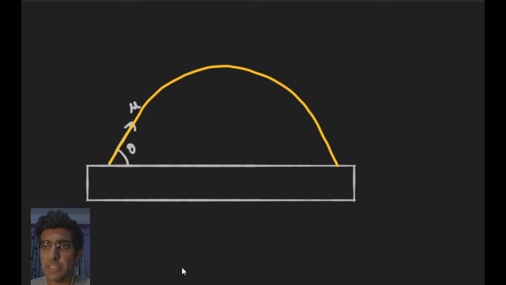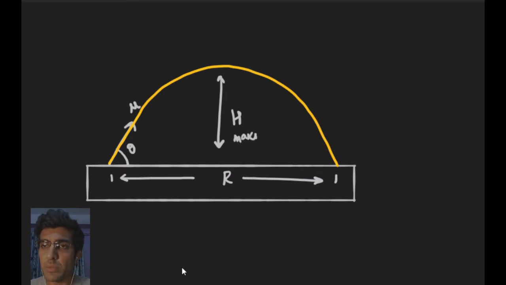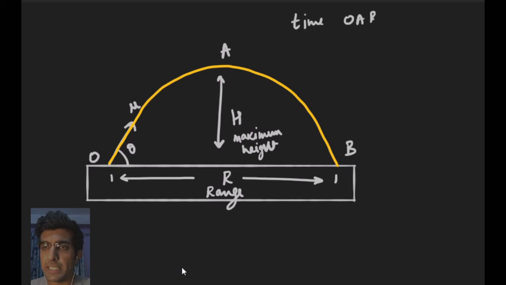The maximum height reached is represented by capital H, and the horizontal range, which is the maximum distance from the original point where it touches the ground again, is denoted by capital R. One more variable is capital T, the total time of flight from the point O to B. We mark A as the highest point of the flight. So let's find out these variables.